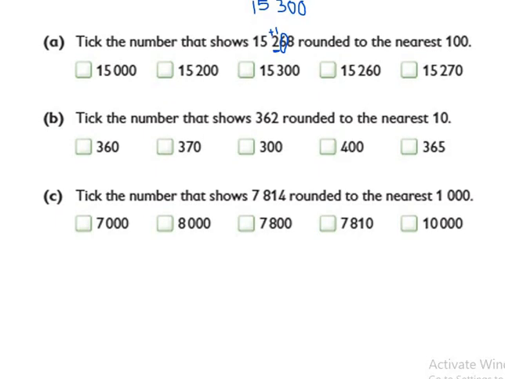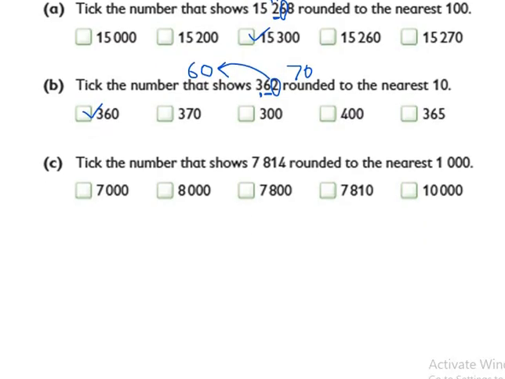This is how you round it. Now on to the next question. Tick the number that shows 362 rounded to the nearest 10. When you look at the nearest 10, you have to look at the number in the tens place, that is 60. You have to check whether it can be rounded to 60 or 70. But just look at the next number. It is less than 5. So it is rounded to 60. The number in front will have no change. So it is 360.